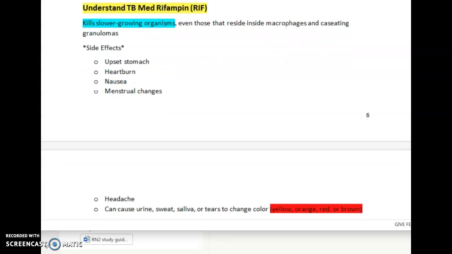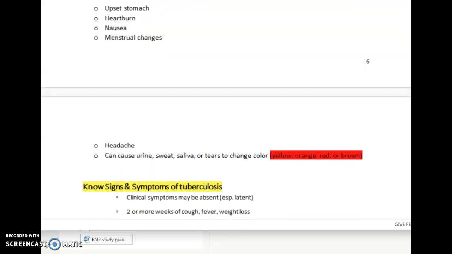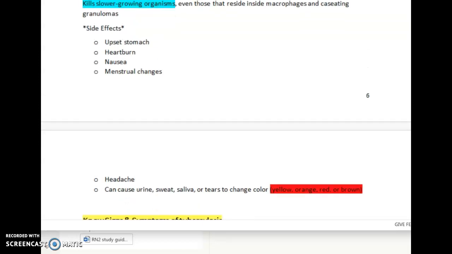The next drug for TB treatment is rifampin, or RIF. With this one, remember this one kills slower growing organisms. And then side effects: upset stomach, heartburn, nausea, menstrual changes, headache. And the big one with this one is it can cause urine, sweat, saliva, and tears to change color. Usually like a yellowish orange or an orangish brownish type color.